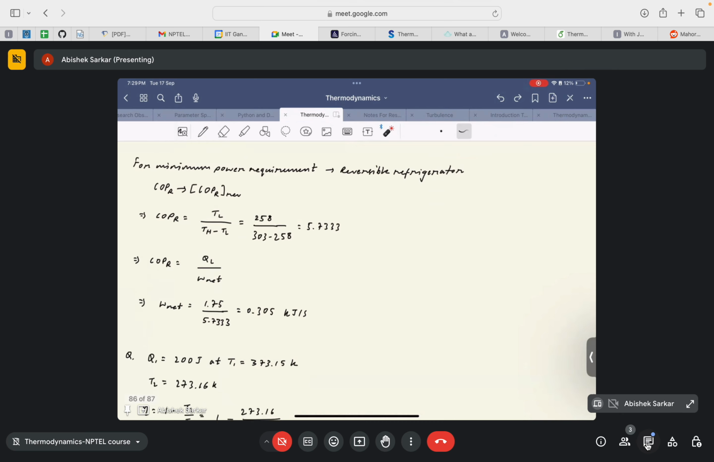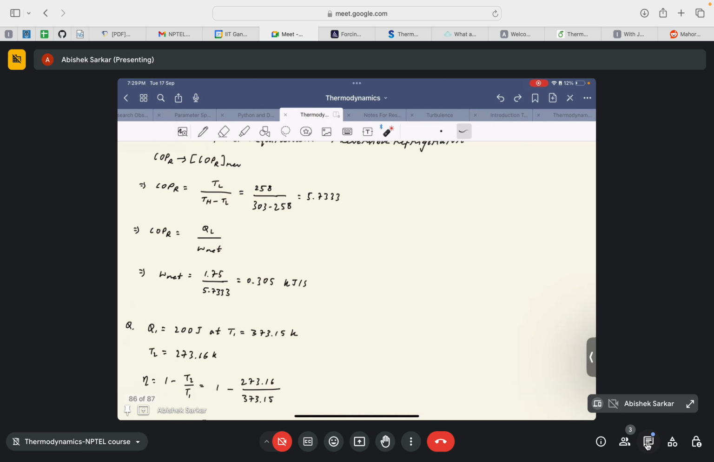Right. Now COPR would be QL by W net. QL is already given, equal to 1.75. So it will be W net equals 1.75 by 5.7333, or W net is 0.305 kilojoule per second or kilowatt. Okay. Now let us go to the next question.